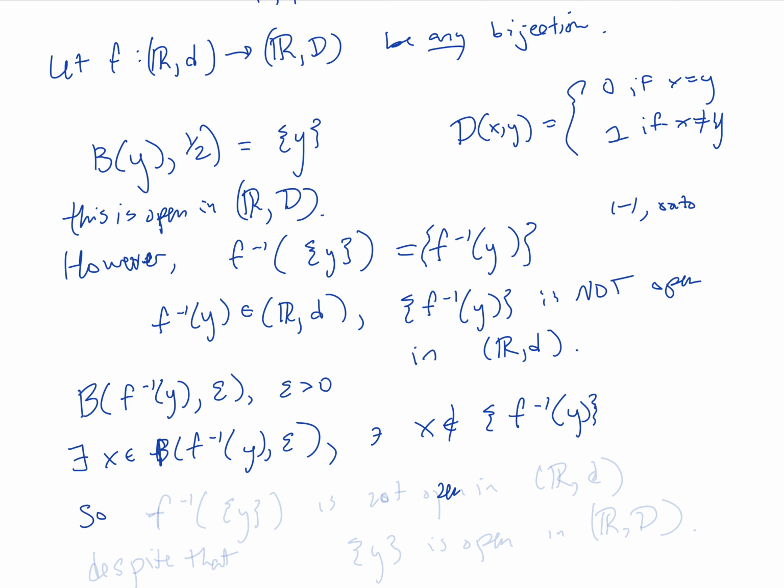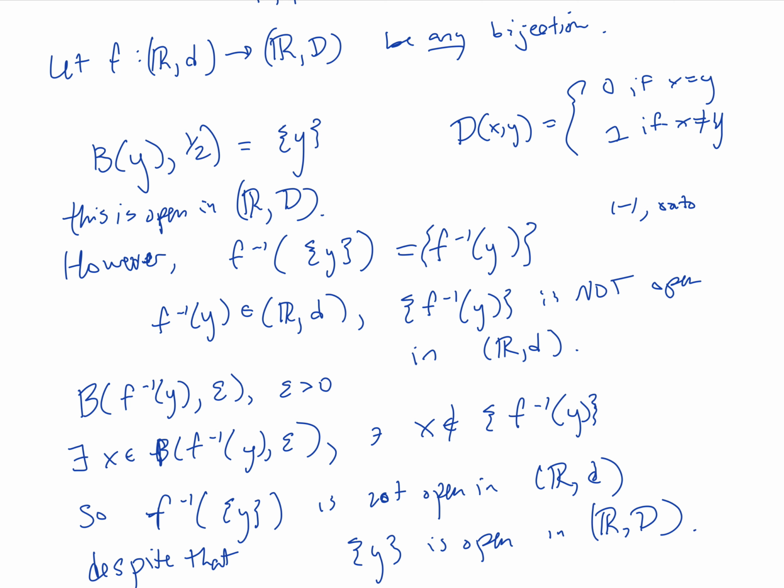So f inverse of {y} is not open in the real numbers with the usual metric. Despite that, this set containing just y is open in the real numbers with the discrete metric.